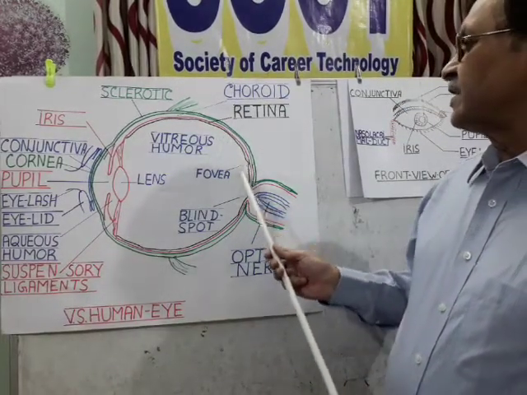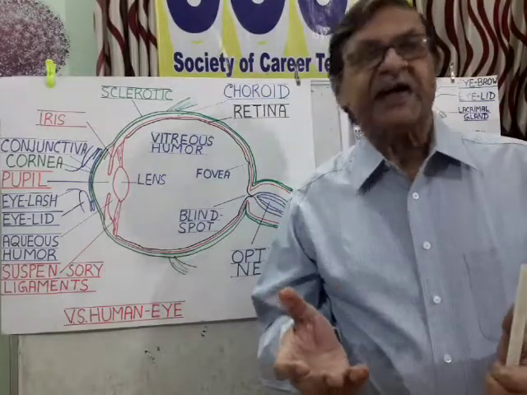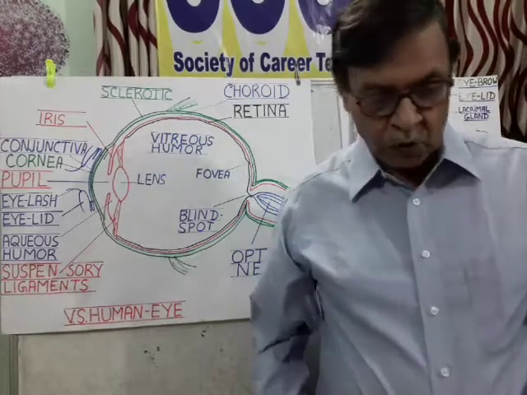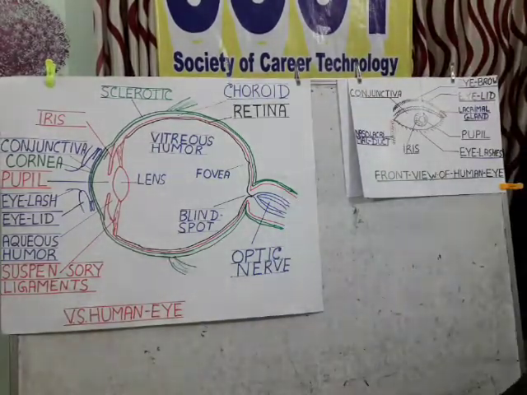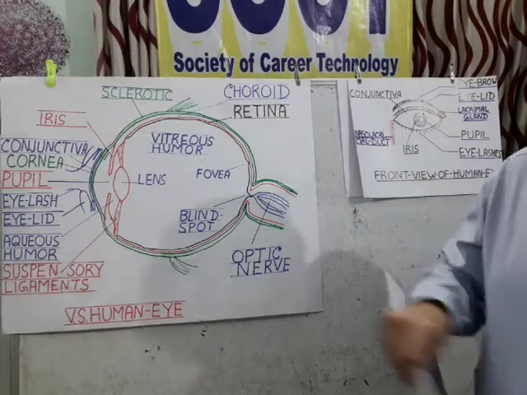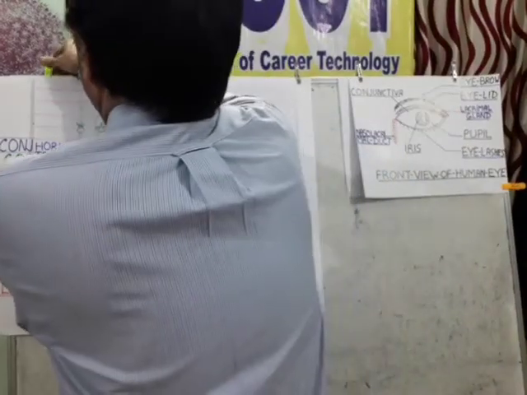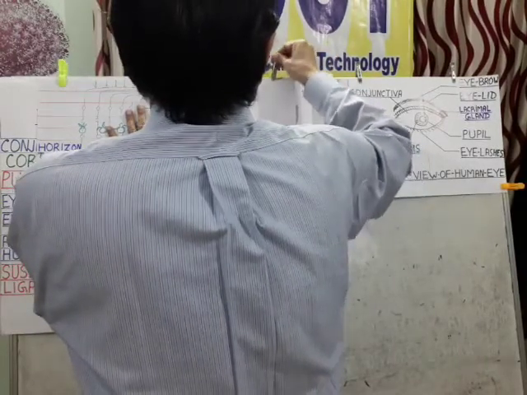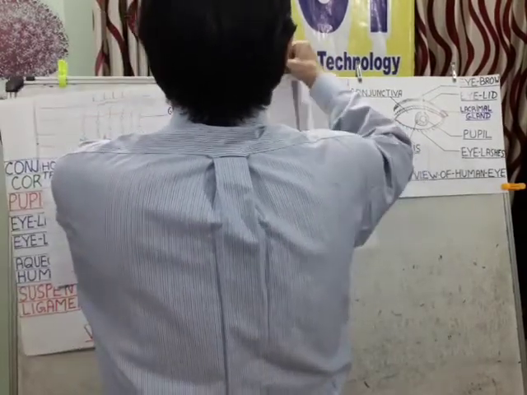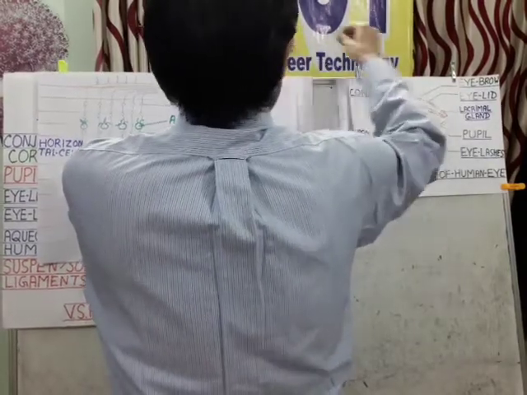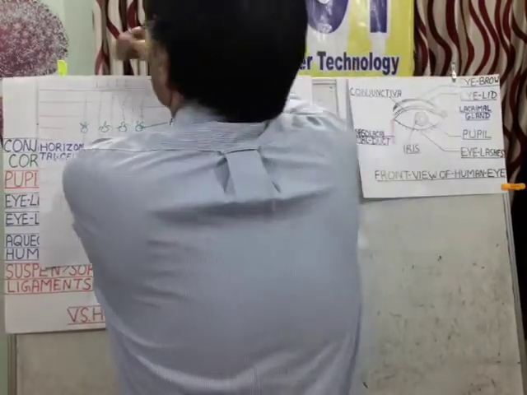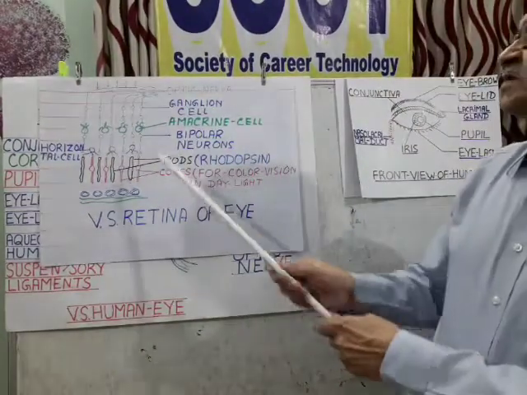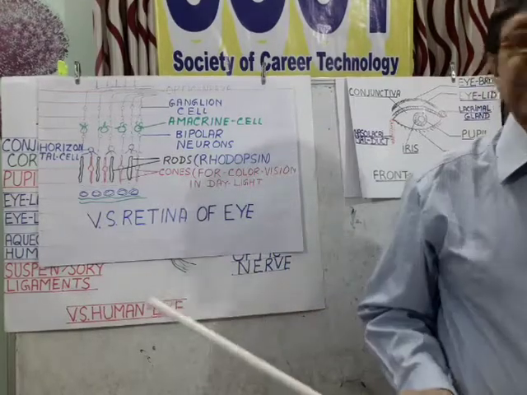The retina is the sensory layer of the eye. It contains two types of cells, rods and cones. And you can see here the retina of the eye.